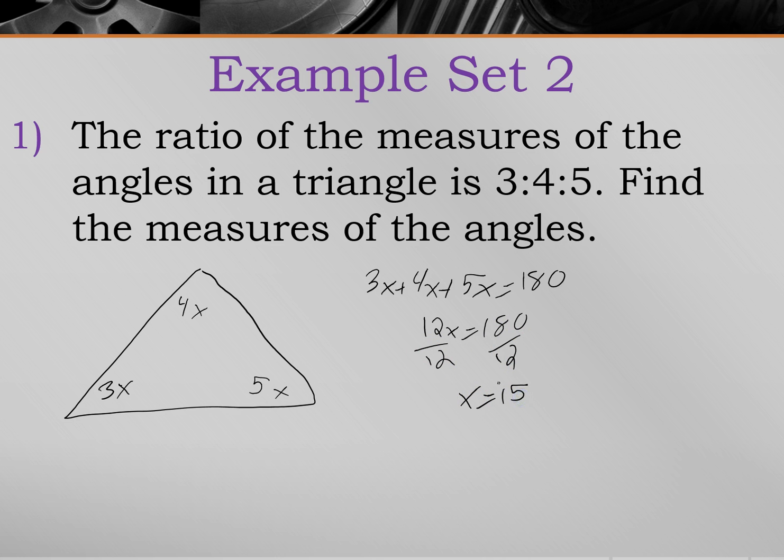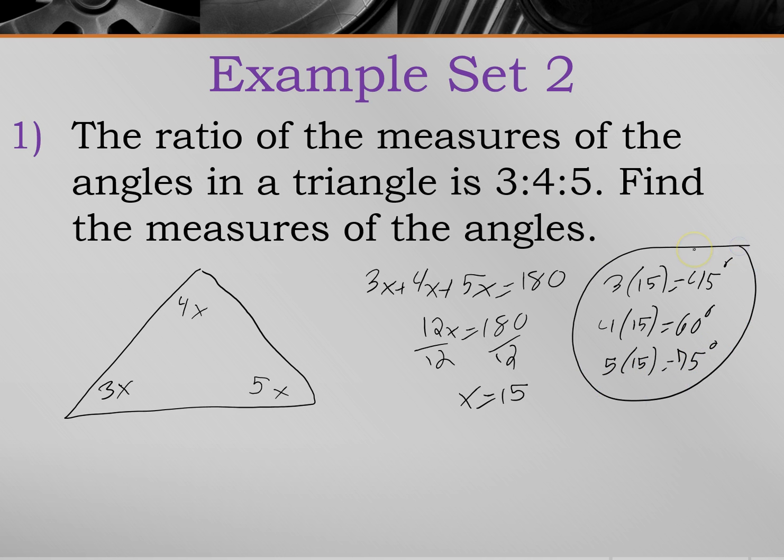Now we're not done because the word problem says find the measures of the angles. So I need to plug 15 back into the problem. 3 times 15 is 45 degrees. 4 times 15 is 60 degrees. And 5 times 15 is 75 degrees. That is what the problem is looking for. They want you to find the measures of the angles of this triangle. So once you solve for x for these angle problems and these group extended ratios, you need to plug them back into the original.